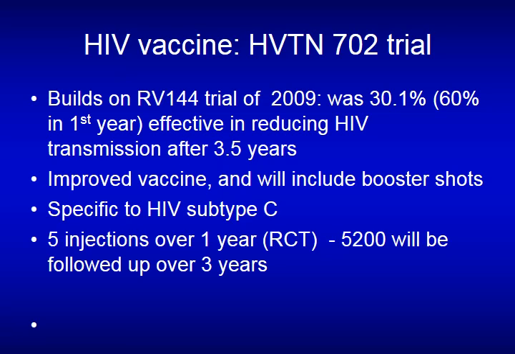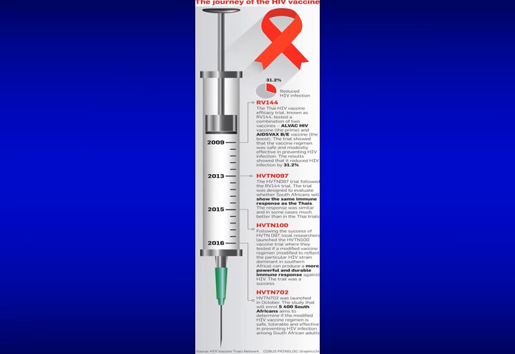Half the people will get the vaccine, half the people won't get the vaccine. They will all get the same advice about using condoms and being sensible and all of that. And then at the end of 3 years, they will look at the HIV rate in both groups and compare the 2 groups. So it's probably going to be another 5 years or so before we will know whether this is something that is potentially useful or not.